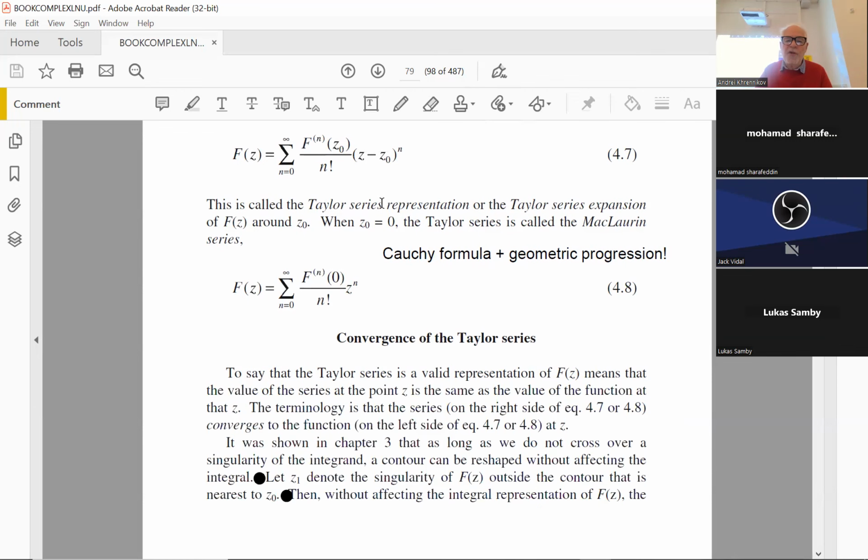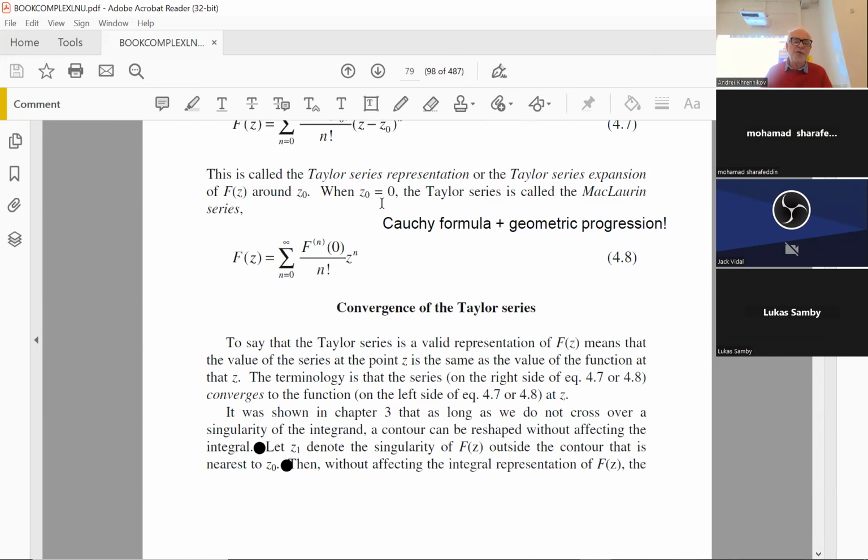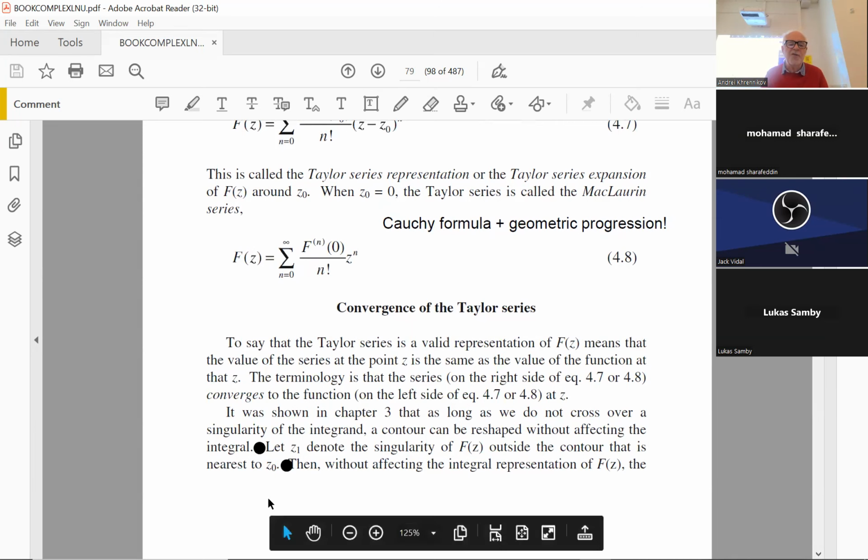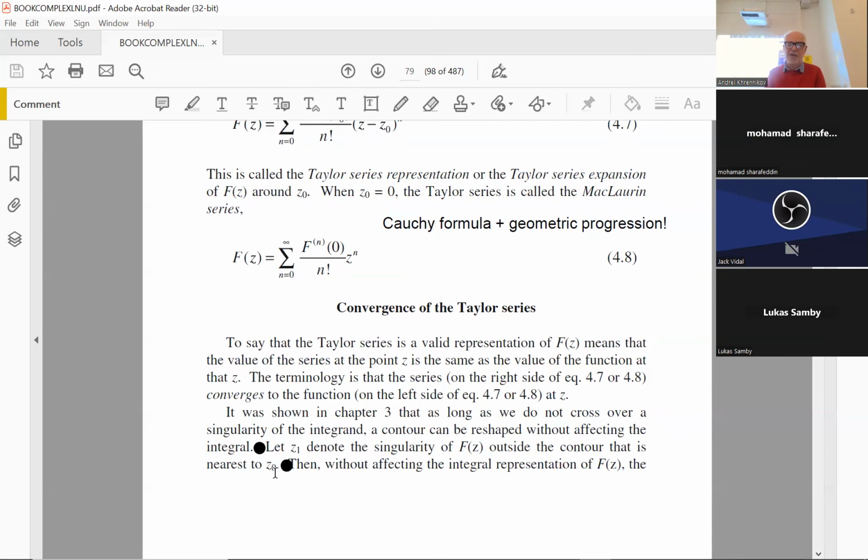Let's go to a more complex situation. Convergence I already told you. Let Z1 denote the singularity outside of the contour which is nearest to Z0, so the largest circle around Z0 without singularities.